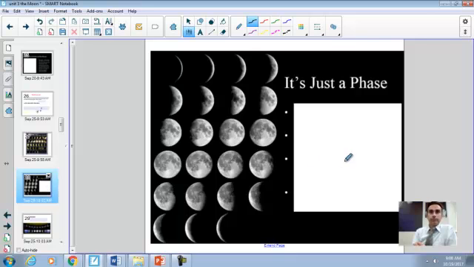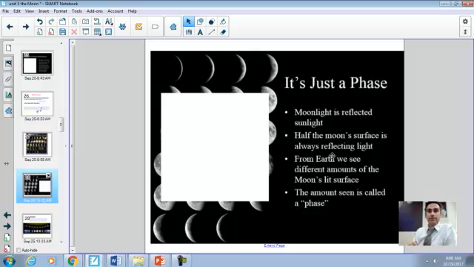Alright, so let's talk about why we have these phases. The moonlight is reflecting sunlight. The major source of energy here on Earth or in our solar system is our sun, which is the nearest star to us. And the light that we see that's being reflected off the moon or other planets is coming from the sun. And half of that moon, again, is reflecting that light. The other half is dark, just like the Earth.